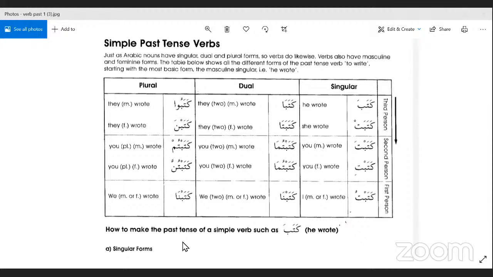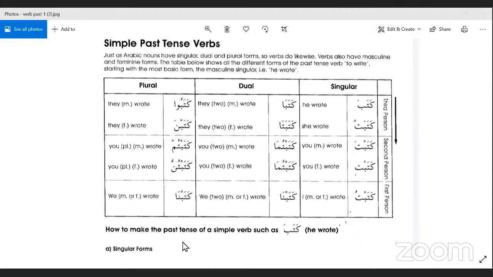Alima is for masculine. Translation as well, Sister Fatim. What is alima? He knew. Alima, they both knew. Alimu, they all knew. Feminine. Alimat, she knew. Alimata, they both knew. Alimna, they all knew. Excellent.